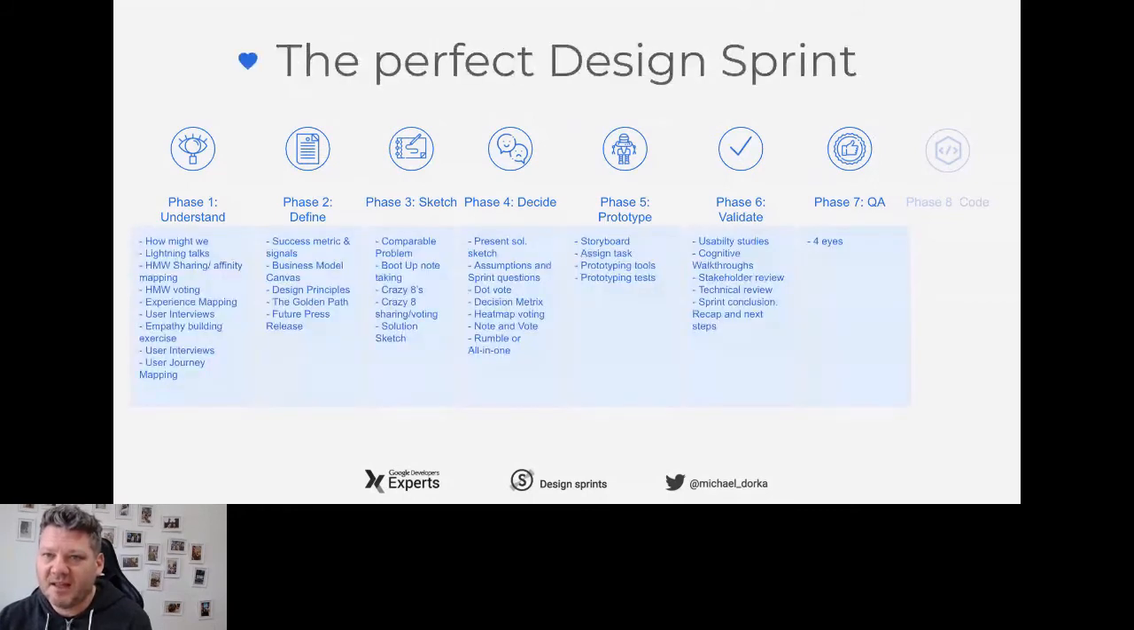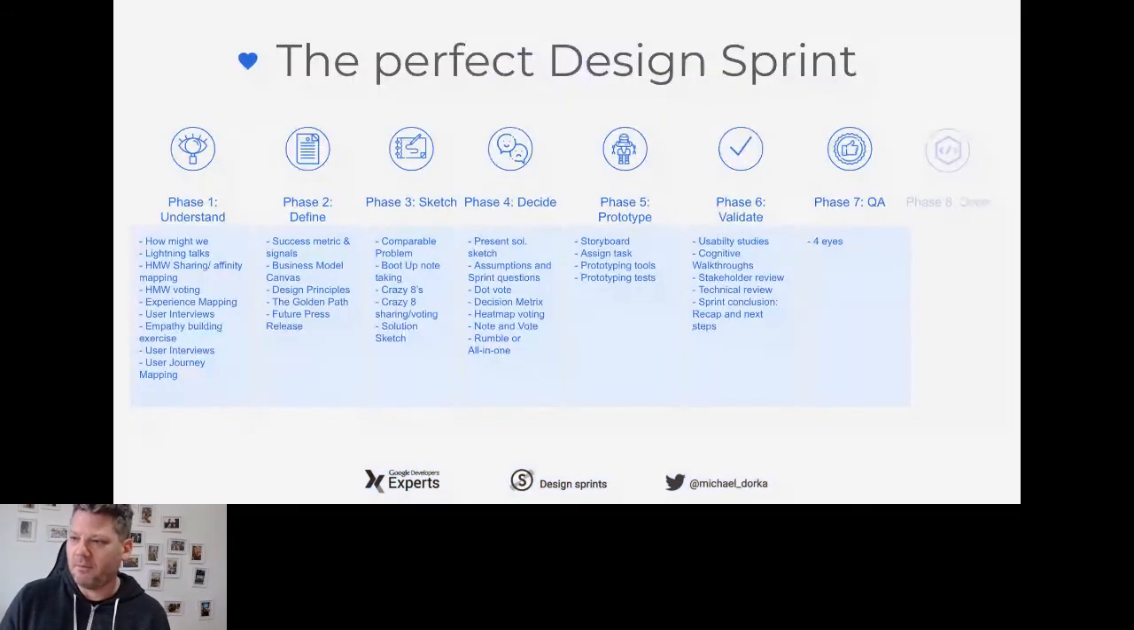Now, here we have the perfect design sprint. These are all activities that you would do, you would participate in, in the different phases of a design sprint, right? So you have one method which is called How Might We, you've got lightning talks, and so on and so on. You see them all here, and when you Google them, you will actually find all the definitions and how to apply them.